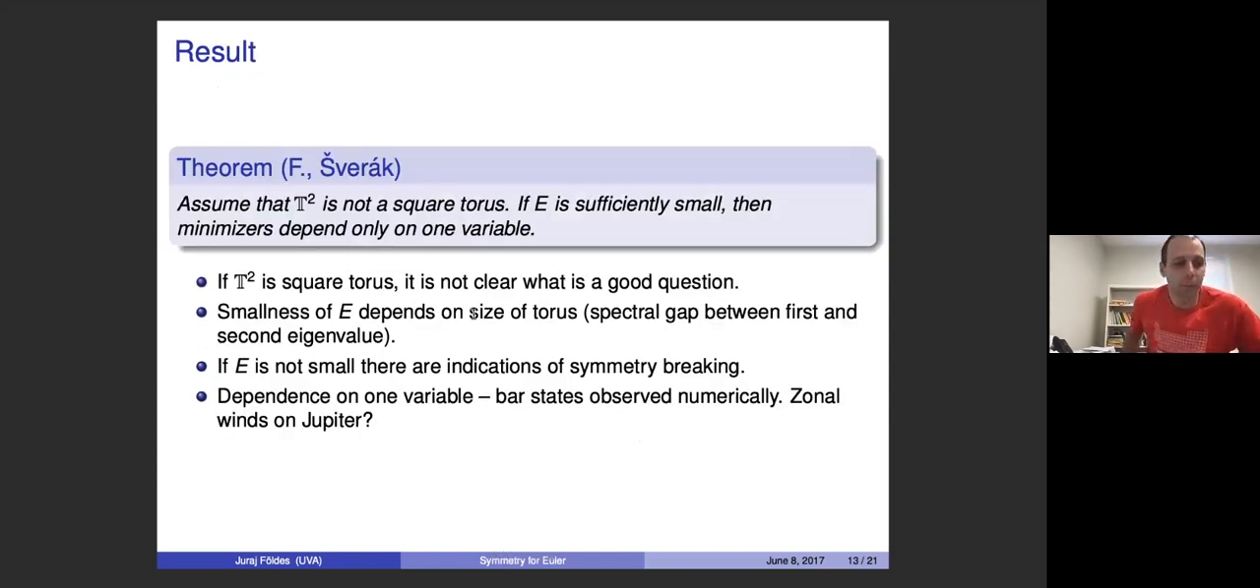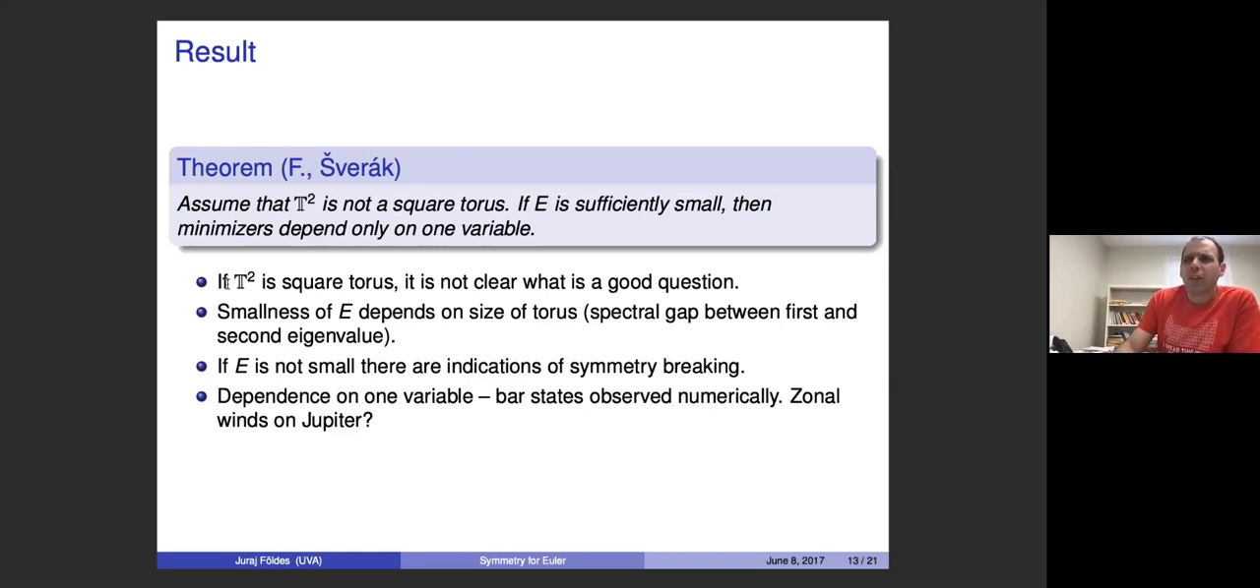All right, so what's the result? What were we able to prove? It's telling you that if the torus is not a square torus, meaning that we have just a unique principal eigenvalue, then if the energy is sufficiently small, the minimizers depend only on one variable. And again, we don't expect any quantitative results, because we don't know what the measure is. But this result is actually true independently of this underlying mixing measure kappa. So this is telling you that if you are willing to take this ergodic hypothesis approach, then it's going to show you that the most probable state should be the bar states, as we see in the numerics or as we see on Jupiter. So presumably there might be some bit of truth in this approach. Nevertheless, it's an interesting variational problem, so we can study it mathematically.